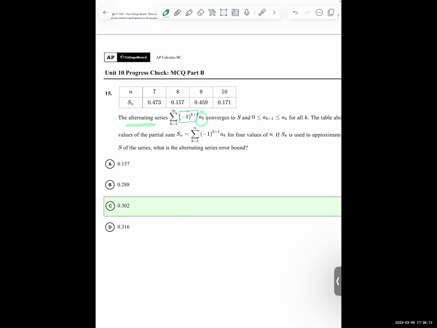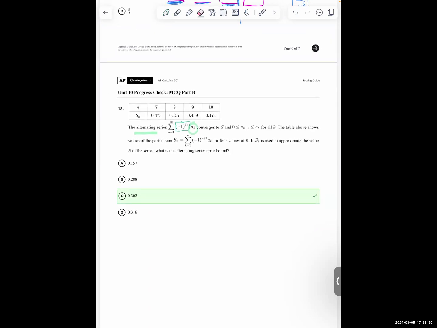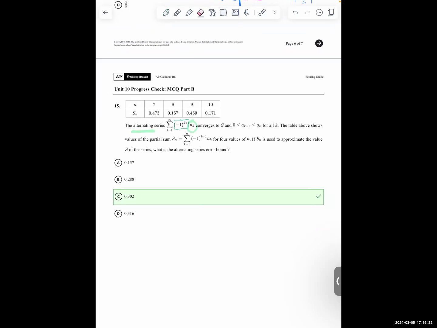And that you guys know that the n plus 1 term is less than the n term. That's what that says for all values of k. The table above shows values of the partial sum for 4 values of n. If S sub 8 is used to approximate the value of the series, what is the alternating series error bound?